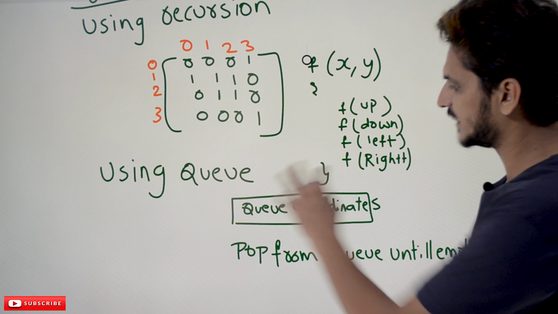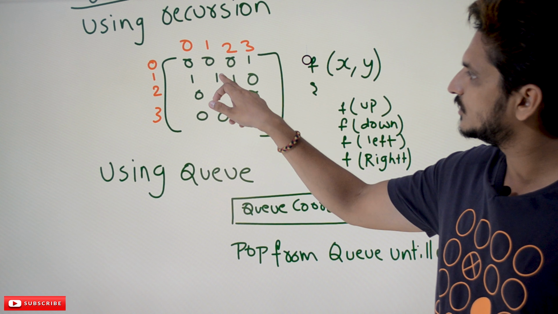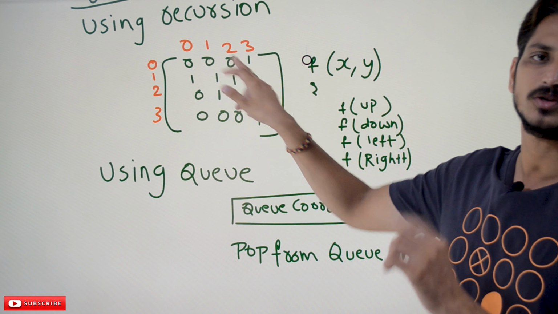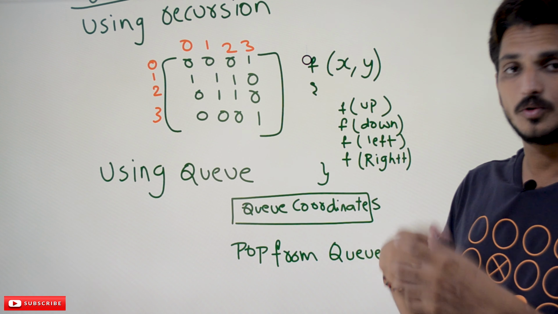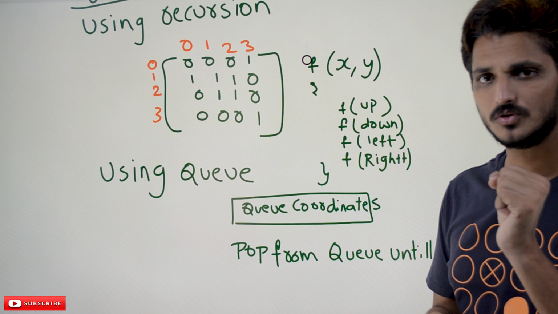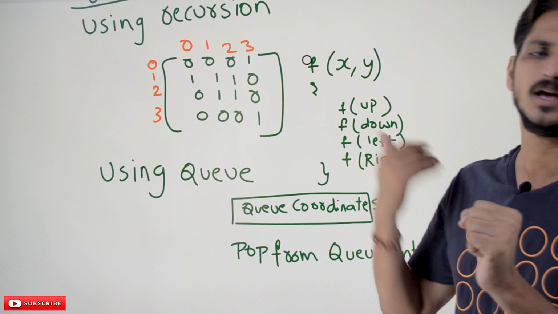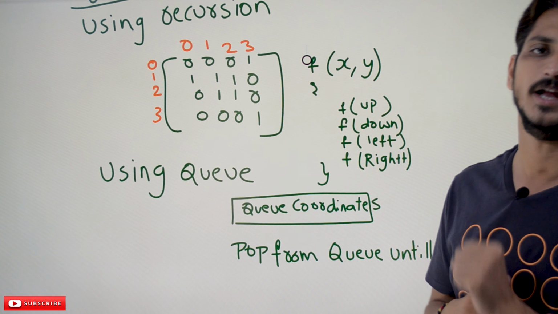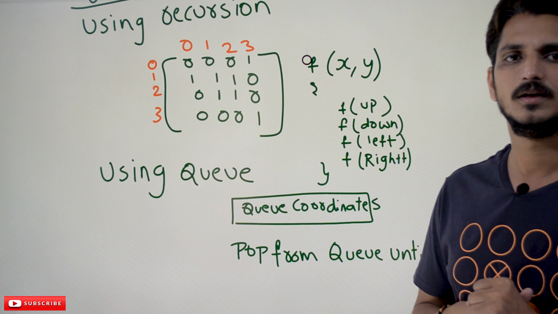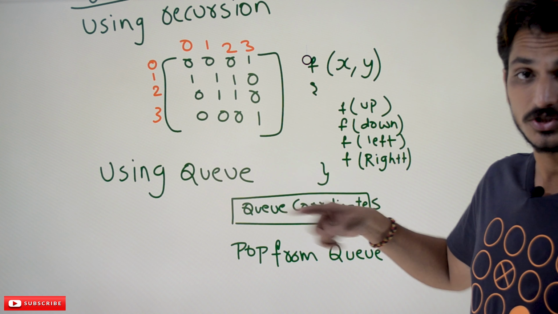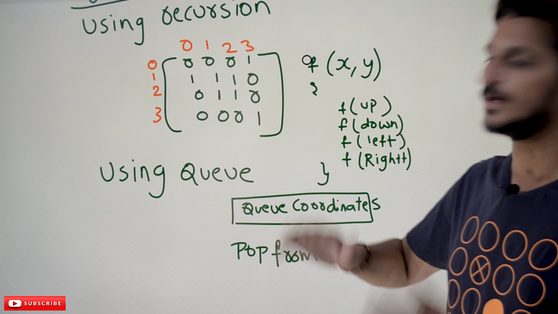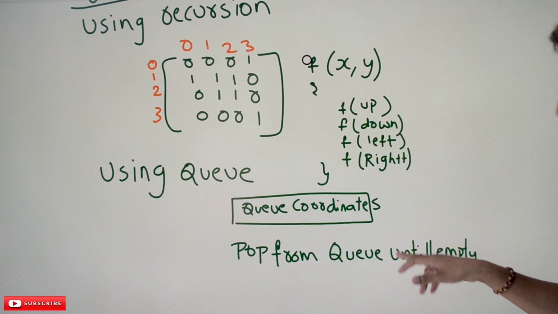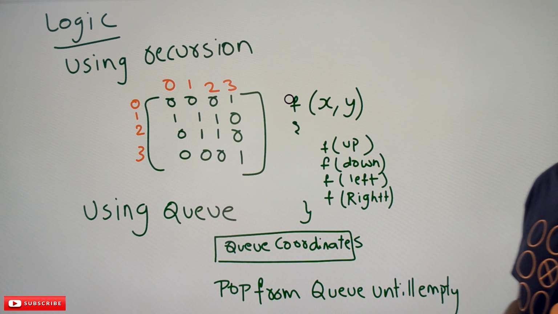Similarly, now take the next coordinates from the queue. Which one are you going to get? This one. Same process, repeat, push onto the queue. So pop the coordinates from the queue and add the left, right, up and down coordinates to the queue. This should be repeated until the queue is empty. Pop from the queue until the queue is empty.